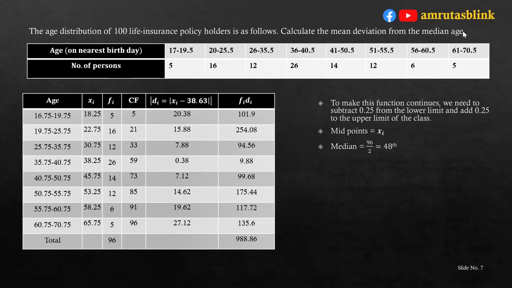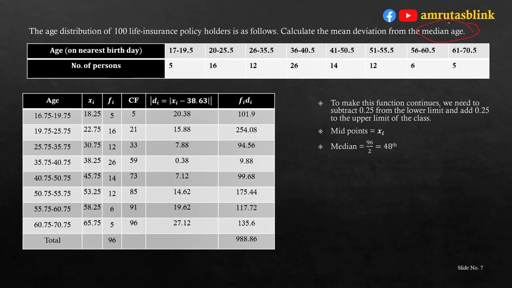Now, in the third column we will write down the given frequencies in the same order, that is for the first class it is 5, then 16, then 12, then 26, then 14, then 12, then 6 and then 5. Now, we need to calculate the mean deviation about the median of the age. So, first of all we need to find out what the median is.